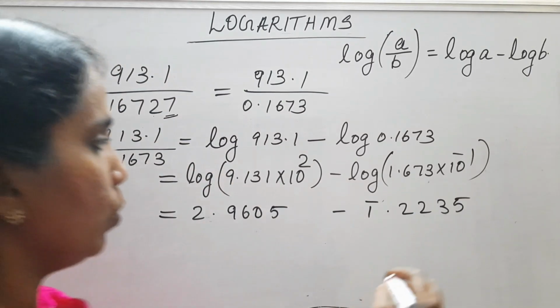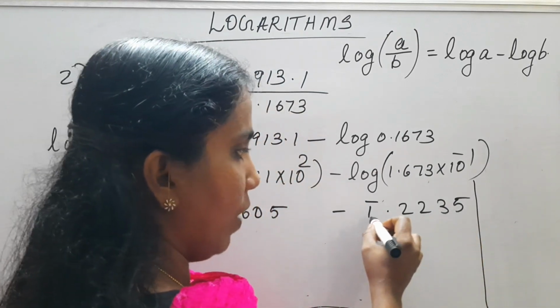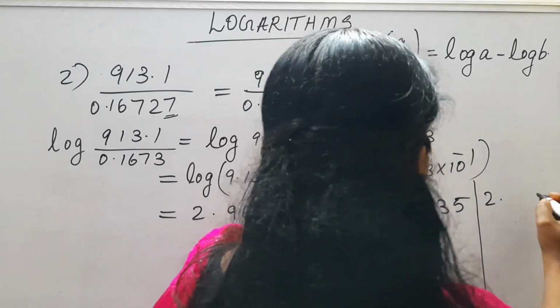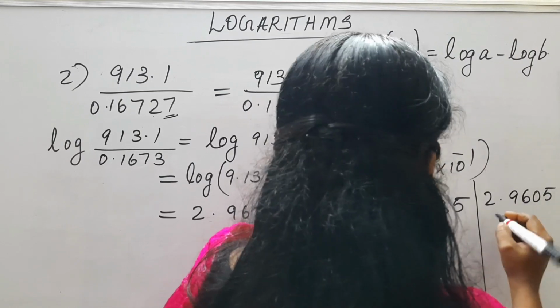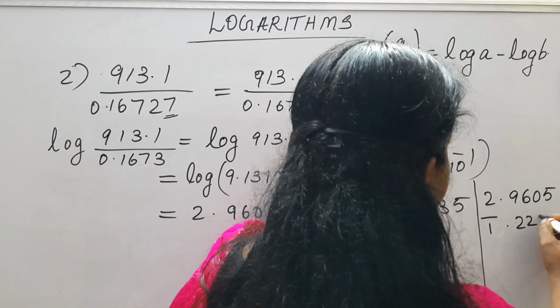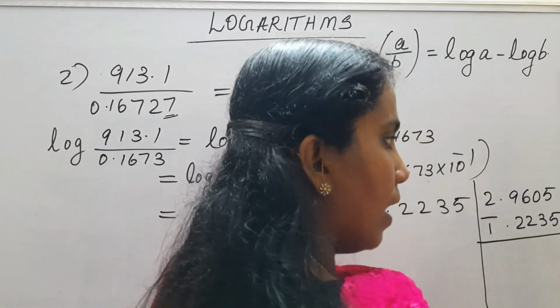Now what we have to do is perform subtraction. So this is a typical one. We have to be careful because you have bar 1. So 2.9605 minus bar 1.2235. So you can perform the subtraction here as usual.